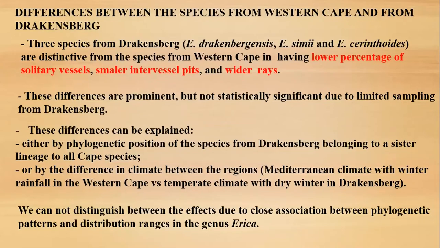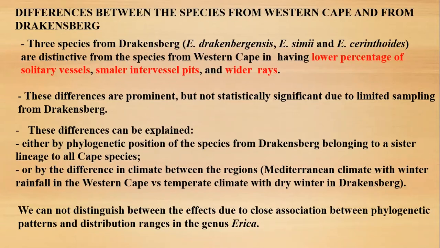And these differences, we are trying to attribute them to the phylogenetic position of the species from the Drakensberg, because it belongs to a sister lineage of Cape species, as we can see from the previous phylogenetic tree we mapped them on. And also, we are thinking maybe the differences may be because of the climatic differences between the two regions. The Western Cape falls within the Mediterranean climate with winter rainfall, while the Drakensberg falls within a temperate region with dry winter.